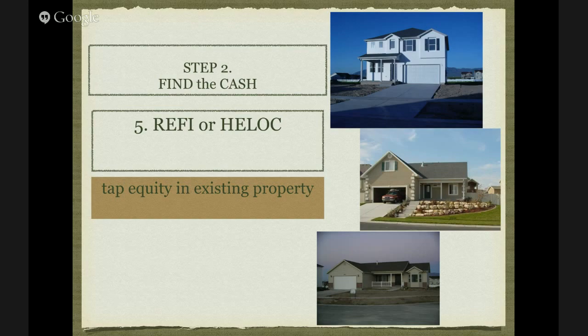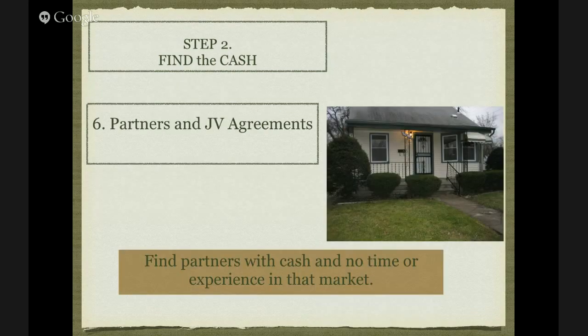All right, so you're tapping into the equity you have in existing property, even if it's your home or a rental property, in order to do that. So step number 6 is to find partners and do JV agreements.